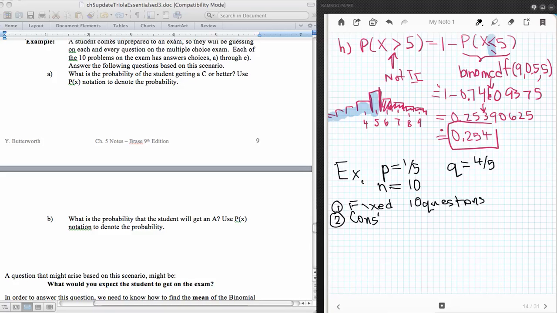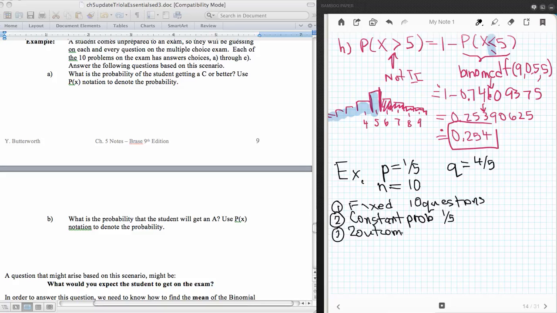Well, this relies on the fact that we're actually guessing and that no problem is related to another. So constant probability, yes, there is constant probability, and that probability of a success is 1 in 5, right? And then also that there's only 2 outcomes. And those 2 outcomes, yes, you either get the question correct or incorrect.